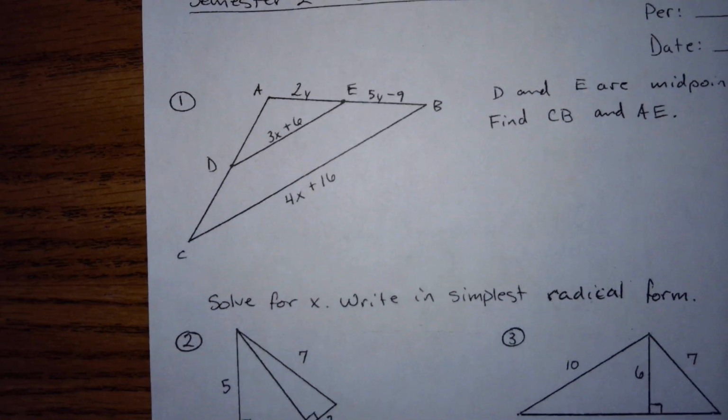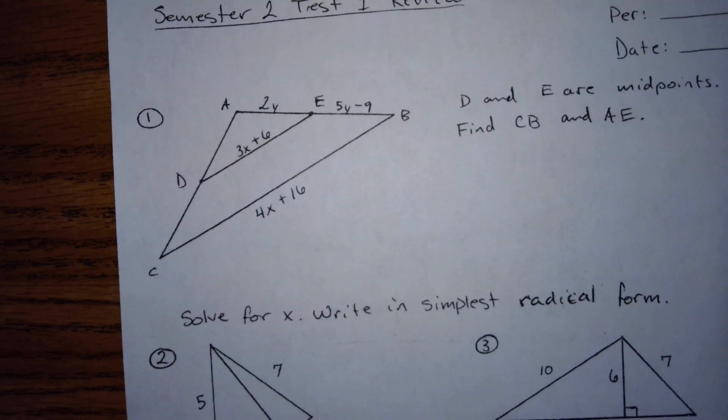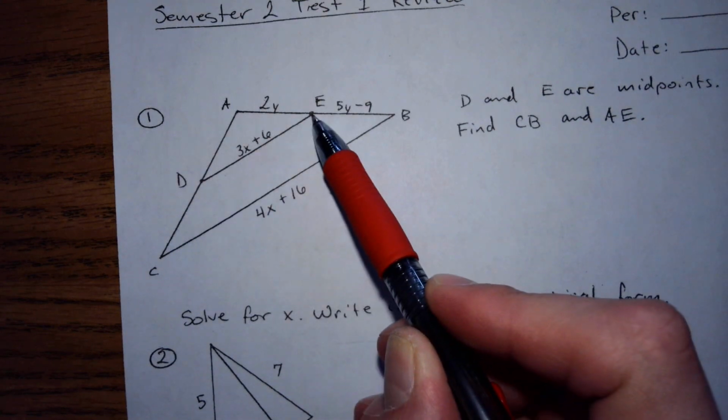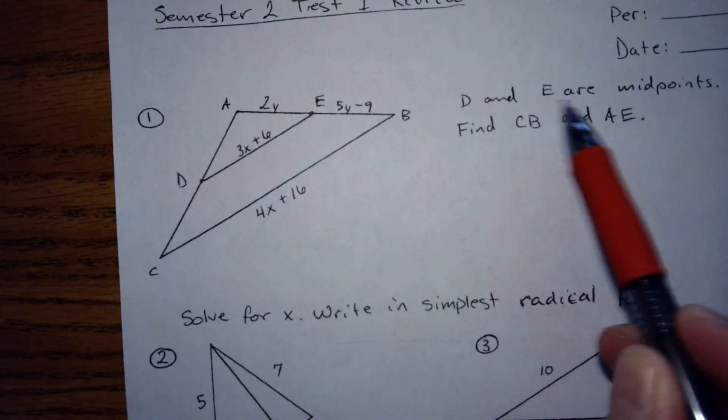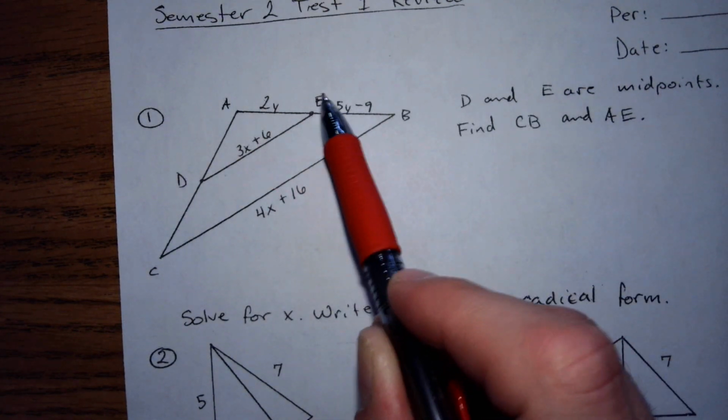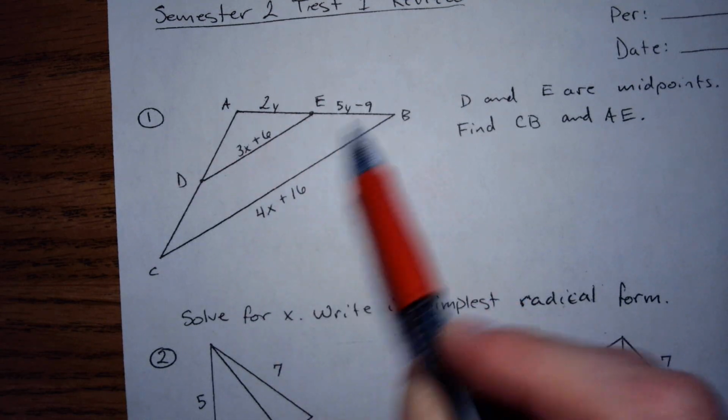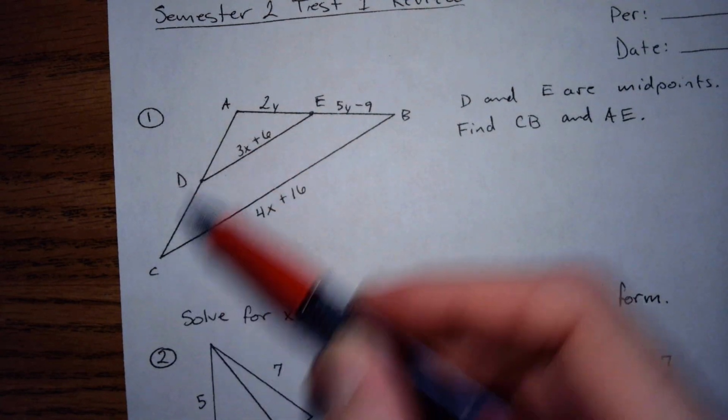So on number 1, this is a mid-segment problem. So I'm going to take this mid-segment. It says D and E are midpoints. So this is a midpoint because it's E. It's a midpoint between A and B. D is a midpoint between A and C.